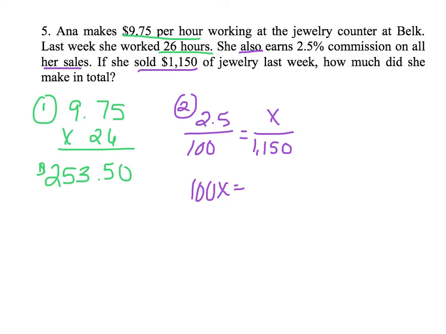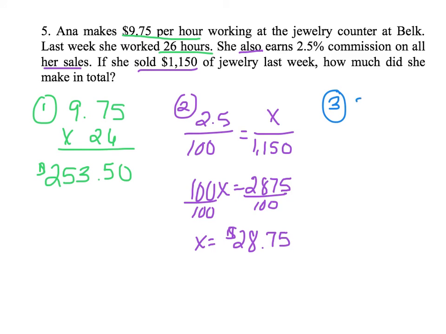Cross multiply, I get 100x equals 2,875. Divide both sides by 100, and we get x equals $28.75. So that's the commission, the extra money she gets, which means our last step is to find the total.